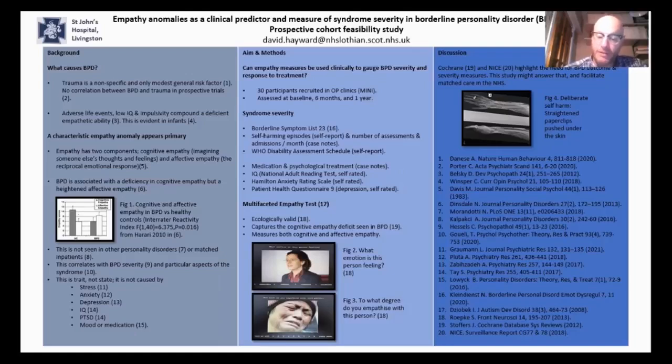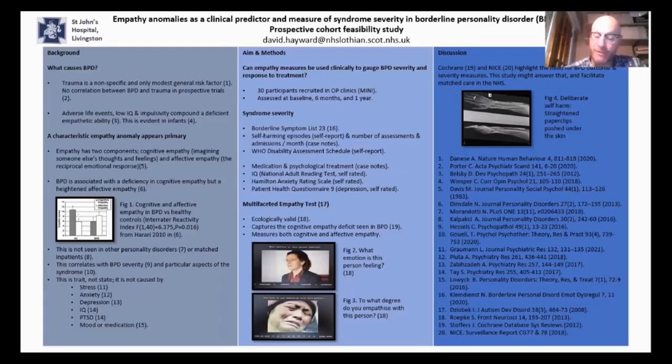For these reasons, I think the characteristic empathy anomaly seen in people with borderline personality disorder could be a useful clinical metric. As per column 2, I propose to investigate this by recruiting participants when they are diagnosed in outpatient appointments. The mini international neuropsychiatric interview will be used to describe any Axis 1 comorbidities. The measures of syndrome severity I will use are listed here, as are tools to describe some concurrent characteristics.